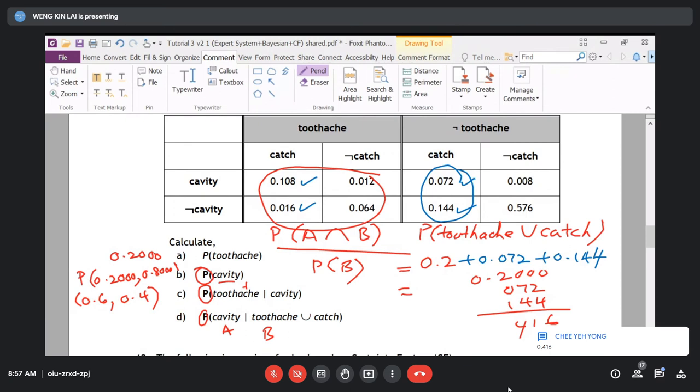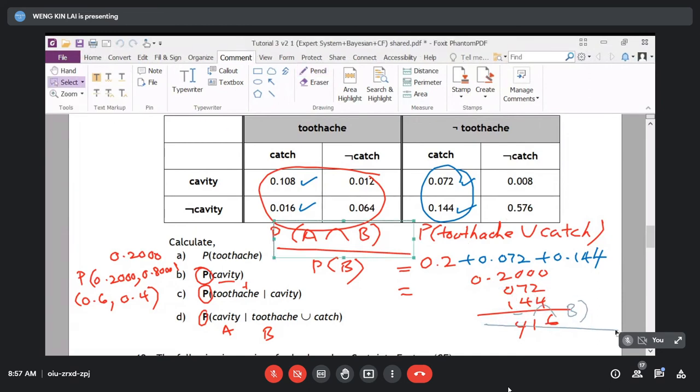Did I miss something here? Ah, correct. 4.16, isn't it? Okay. So it should be 4.16. Let me erase this again. Oops, sorry.